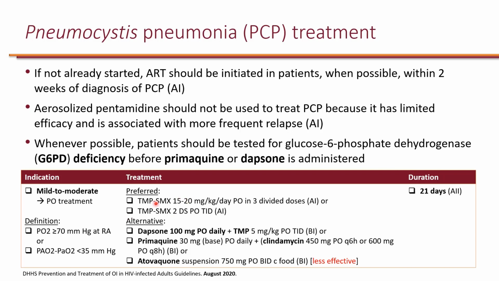And obviously, if they cannot tolerate trimsulfa, you have some alternatives. So dapsone plus trimethoprim, because the sulfamethoxazole typically causes the skin reaction. So if someone cannot tolerate that part, it can also be nephrotoxic, you can give the trimethoprim alone with dapsone. You also have primaquine plus clindamycin, and lastly atovaquone.